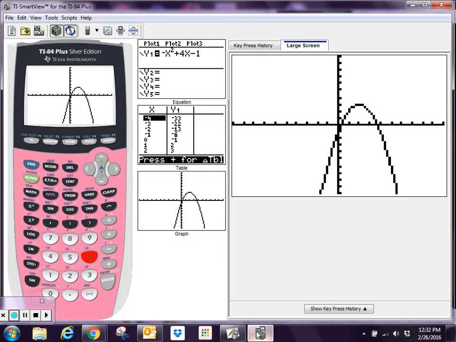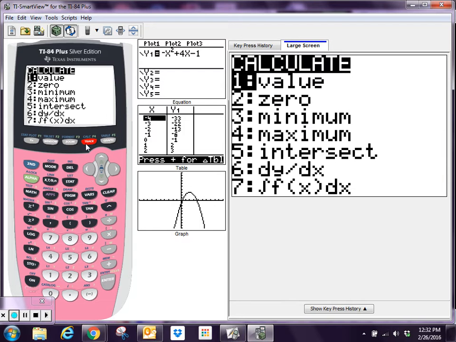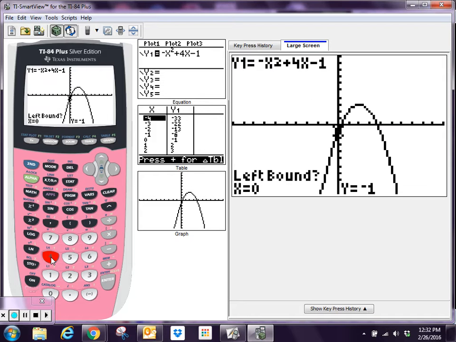Now these steps are on your paper, but you're going to hit second, trace. Notice it says calc above trace. And that's what we want to do, is to calculate. Now what did we say this was? We said this was a maximum. So you're going to hit number 4 for maximum.